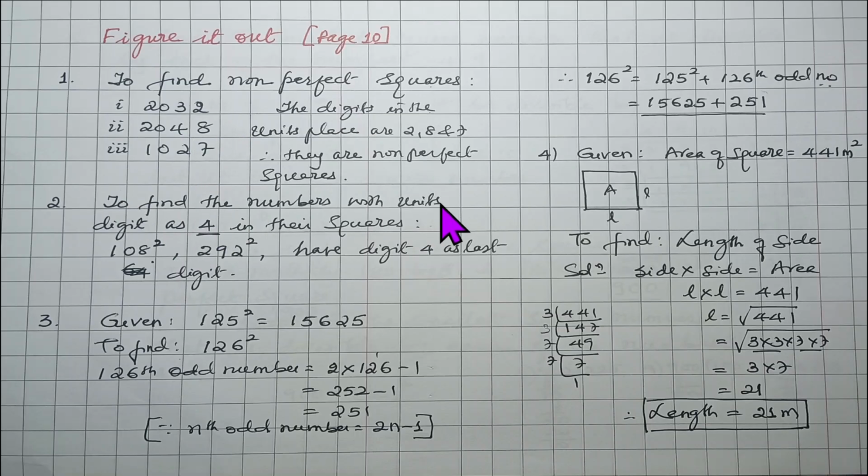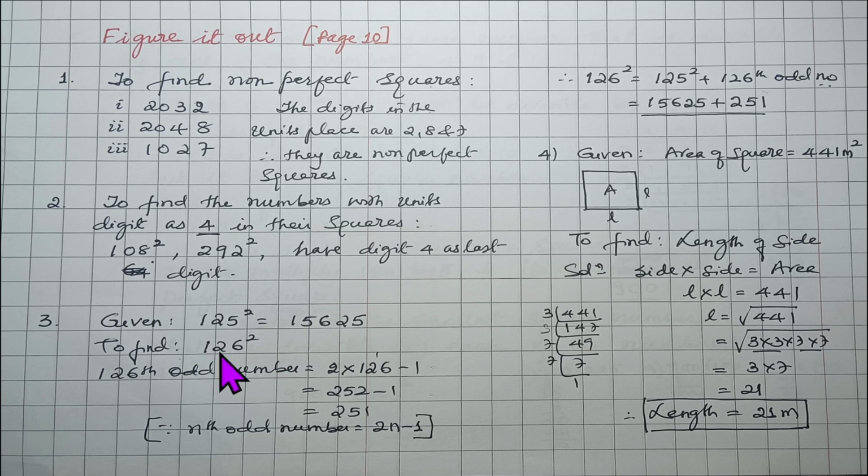Okay. Now come to find the numbers with units digit as 4 in their squares. Now it's very simple to understand. 8 square is 64, the 4 is the digit in the units place. 2 square is 4, again 4 is the digit in the units place, and therefore 108 square and 292 square will have digit 4 as the last digit. Remember that.